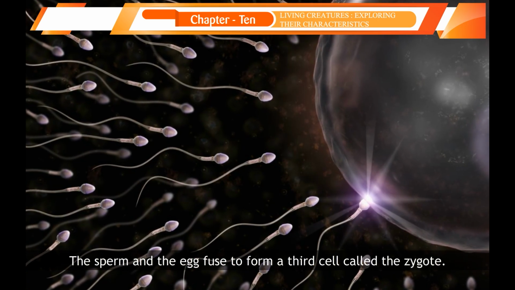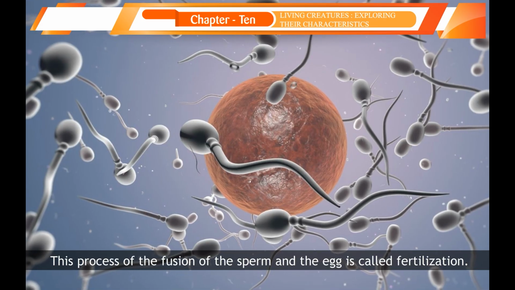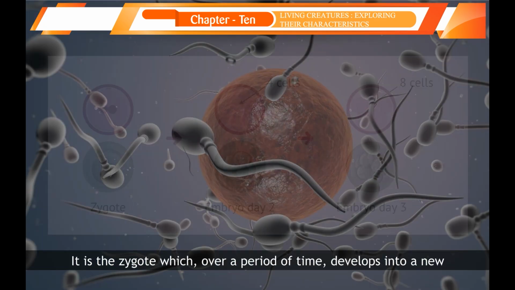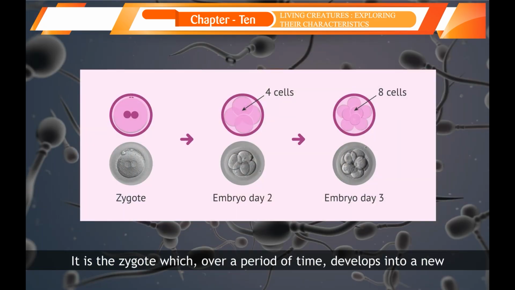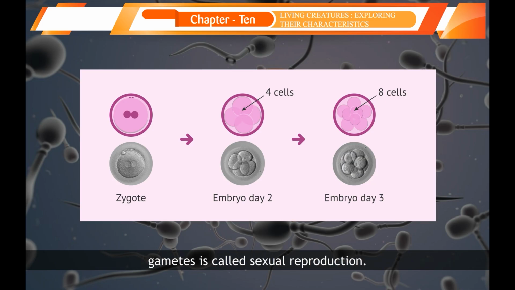The sperm and the egg fuse to form a third cell called the zygote. This process of the fusion of the sperm and the egg is called fertilization. It is the zygote which over a period of time develops into a new individual. This type of reproduction, beginning from the fusion of male and female gametes, is called sexual reproduction.